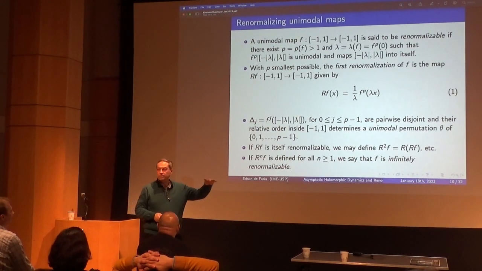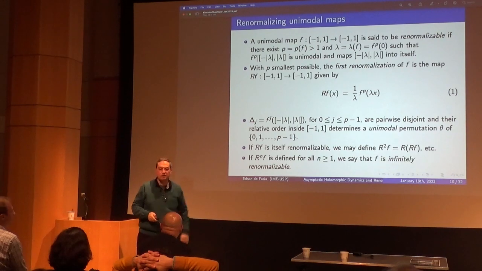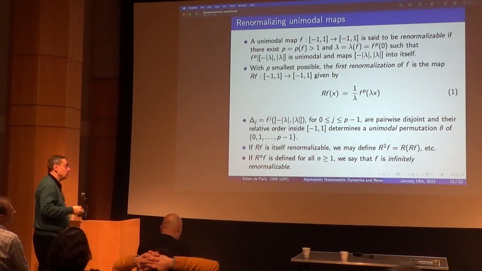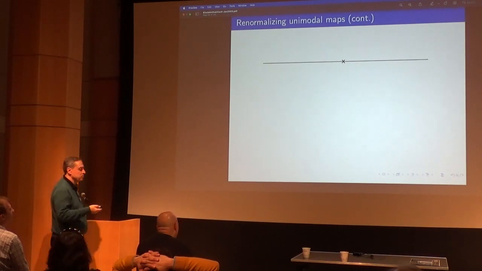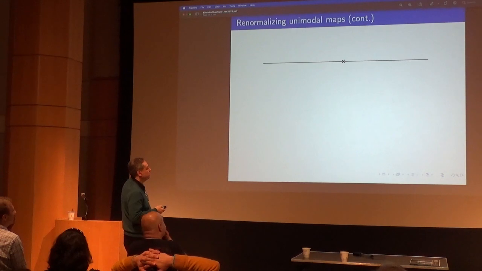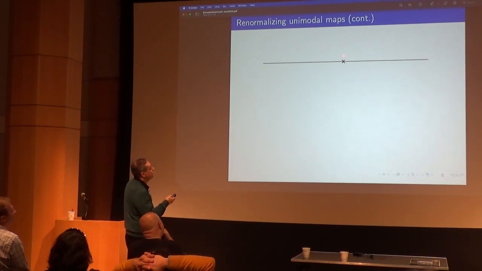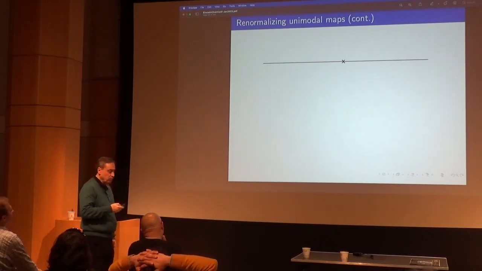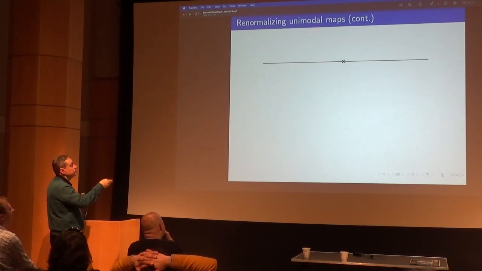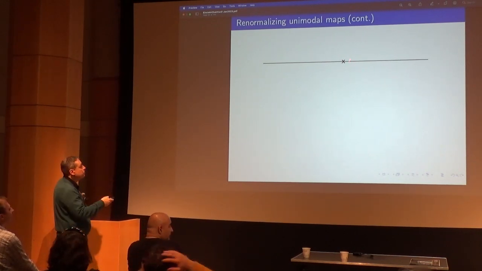If they form a bounded sequence, we say that the map is infinitely renormalizable of bounded type. Anyway, here's a picture because it's better to do. Here's the interval from -1 to 1, and here's 0, which is the critical point. You're supposed to imagine that there is a self-map of this interval, which is unimodal, with the critical point here.